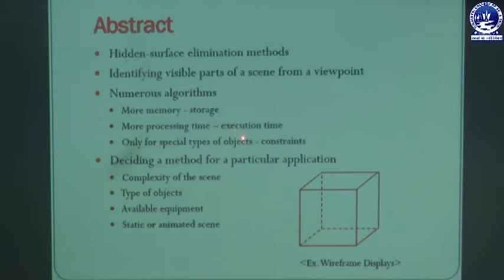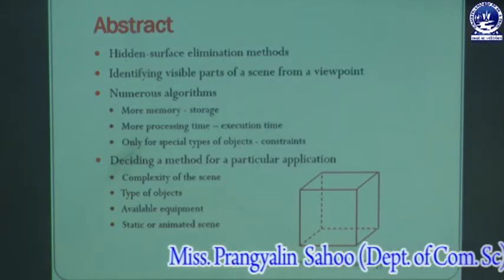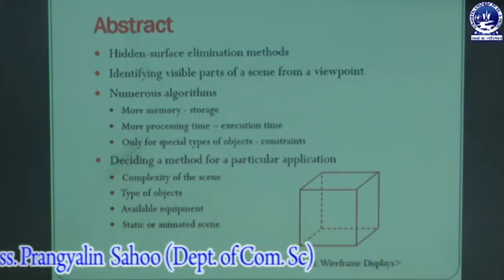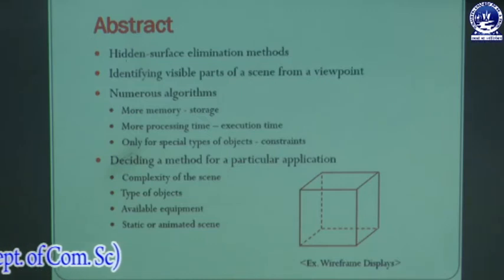After that, we decide on a method for a particular application, and how to avoid time-consuming processes. That means considering the complexity of the scene, types of objects, available equipment, and whether the scene is static or animated. That means deciding all the attributes through which viewers access the visible portion of the given object. All of these things are detected by using visible surface detection mechanisms.